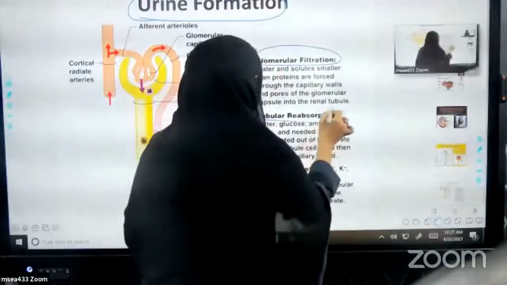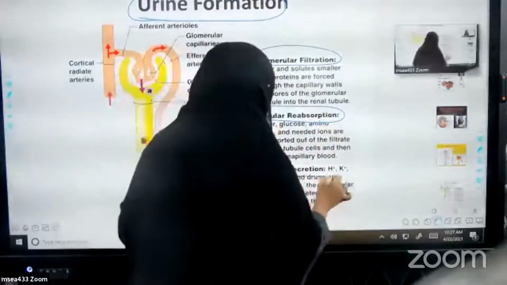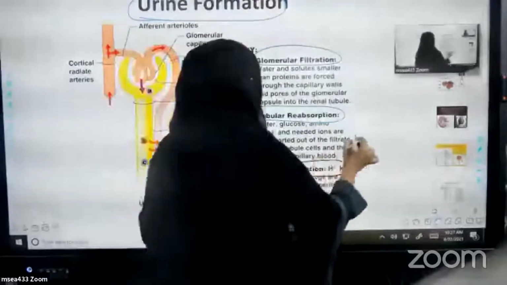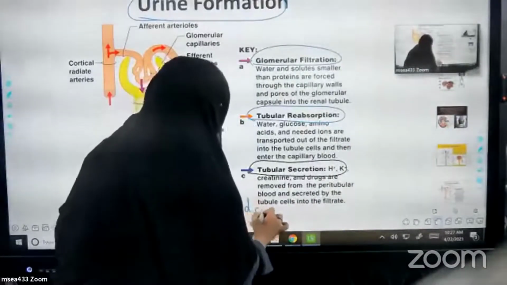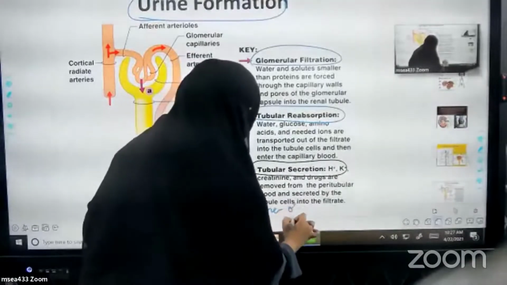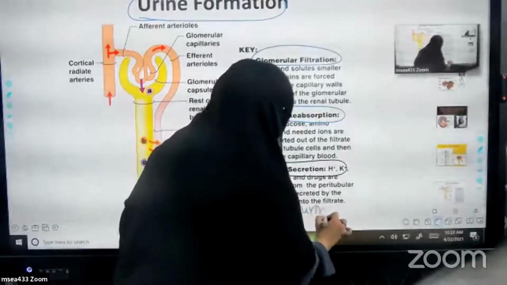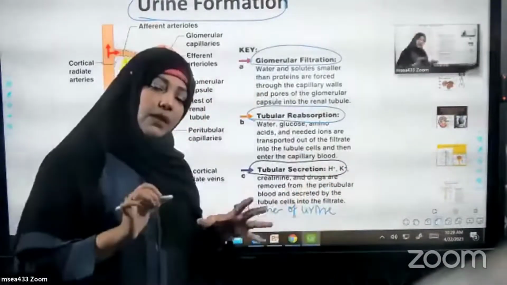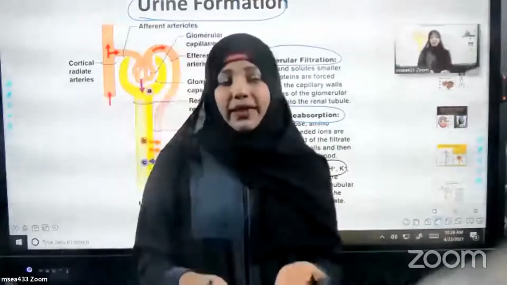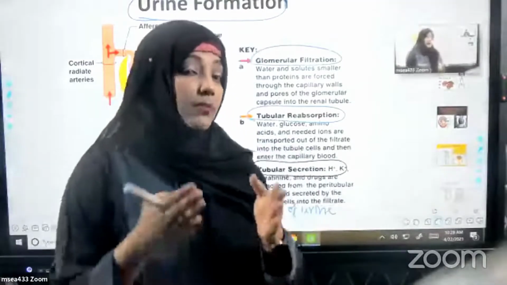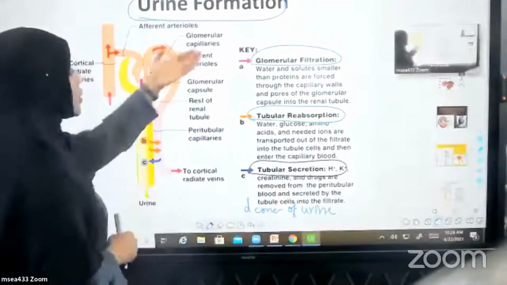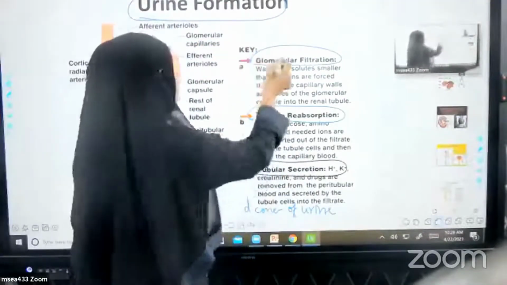The four steps are glomerular filtration, tubular reabsorption, tubular secretion, and concentration of urine. The fourth step will be concentration of urine, or formation of urine. I mean, when the urine completely forms, that itself is the final stage of the mechanism of urine formation. So when I'm talking about glomerular filtration, what happens here?